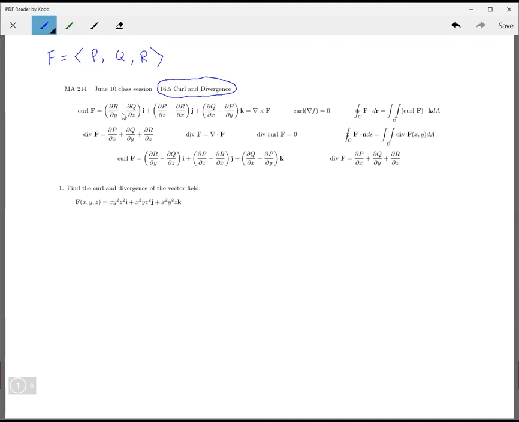And so the curl is another vector field where it's the partial of R with respect to y minus the partial of Q with respect to z, and so on. That's the i component. This is the j component. This is the k component. And then the divergence is the partial of P with respect to x plus the partial of Q with respect to y plus the partial of R with respect to z. So the divergence is a scalar field. So it's just a one-dimensional thing. It's a function with three variables, x, y, and z.